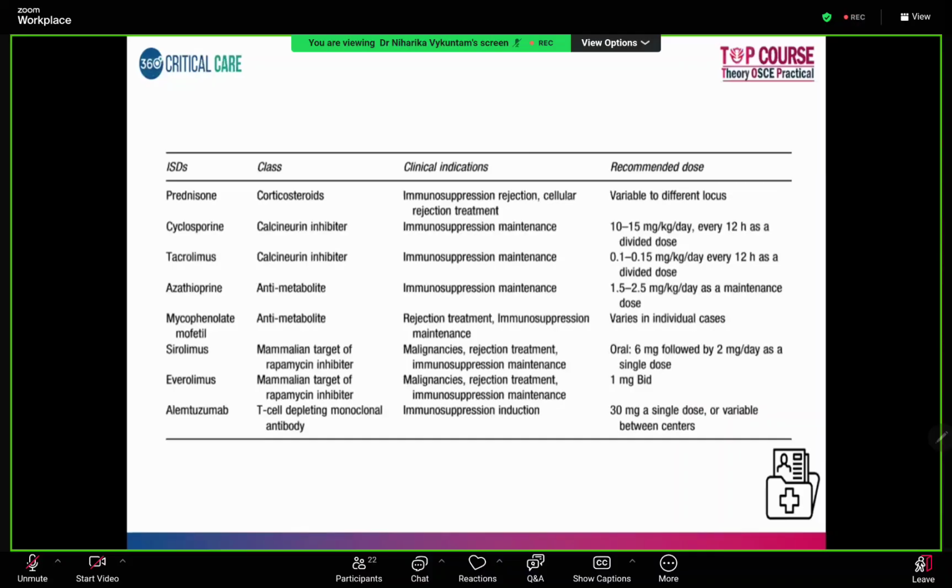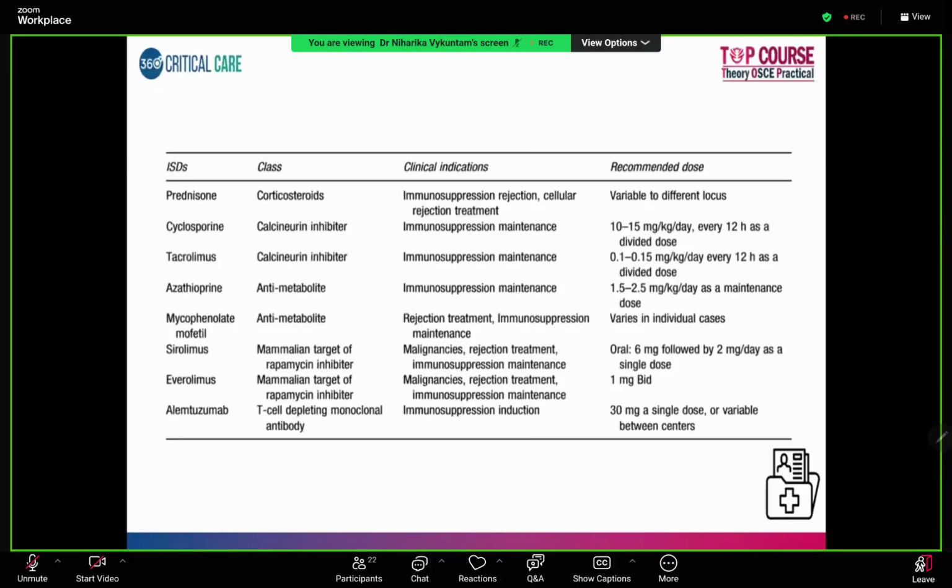Now, coming to the doses of the drugs. Just remember about 3 important drugs, as I told: tacrolimus, mycophenolate, and prednisolone. Tacrolimus, the most common dose is 0.1 to 0.15 mg per kg per day. It is given as a BD dose, divided doses. Then coming to prednisolone, methylprednisolone, and mycophenolate, it is variable in different individuals, but I am going to tell what we commonly use. Mycophenolate will usually be started as 500 to 1000 mg in a BD dose. And basically methylprednisolone is used at 5 to 7 mg per kg body weight.